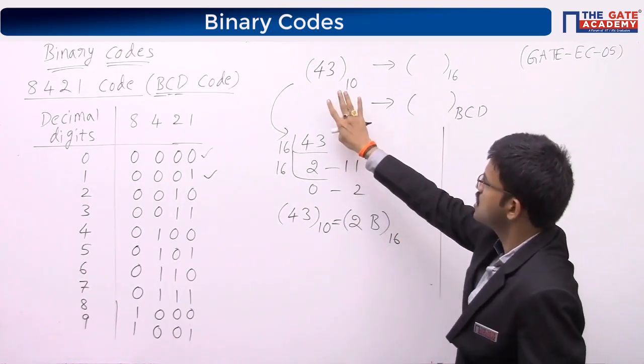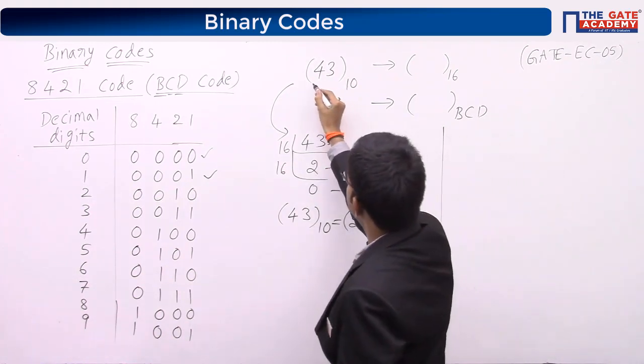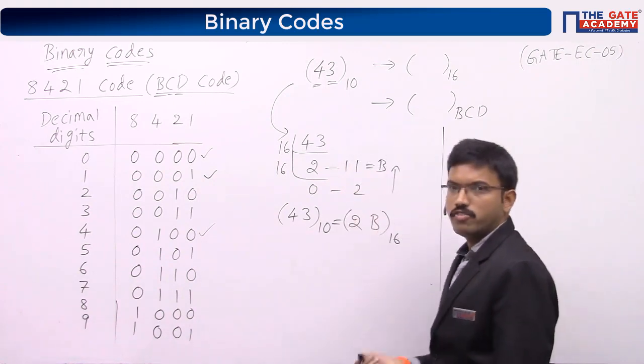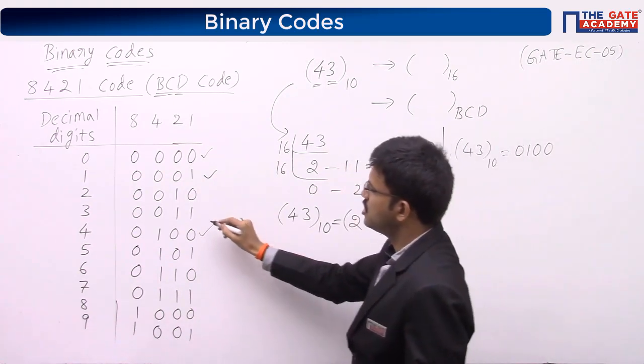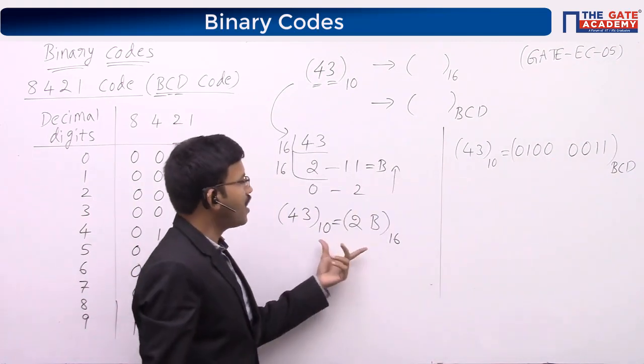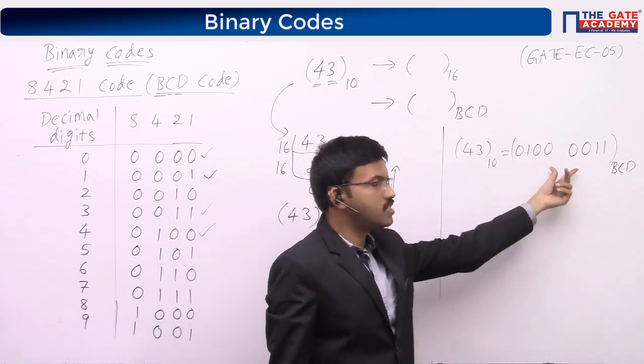Another part is to represent the decimal number 43 in BCD. For each decimal digit we require 4 bits. 4 is nothing but 0100, then 3 is nothing but 0011. This is the BCD code. For this question, the answer in hexadecimal format is 2B, and in BCD format, this is the answer.